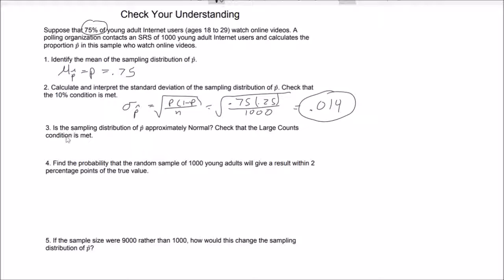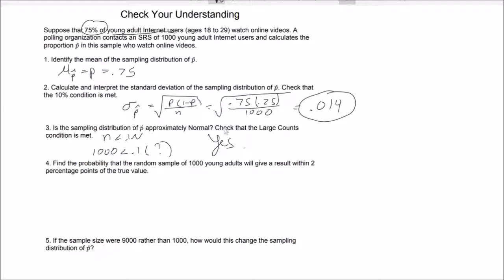And then we have to decide, is the sampling distribution approximately normal? We're going to check the large counts condition. That's the one that says your sample size better be less than 10% of the population. So our sample size was 1,000, which seems really big, but is that less than 10% of the number of young adult internet users? Do we think that there's more than 10,000 young adult internet users? Yeah, in the state of Washington, there's probably more than that. So I'm going to say in general, that's definitely true. I don't know what that number is, but I know it's way big enough to satisfy the 10% condition. So we get to say yes, which brings us to the next one.